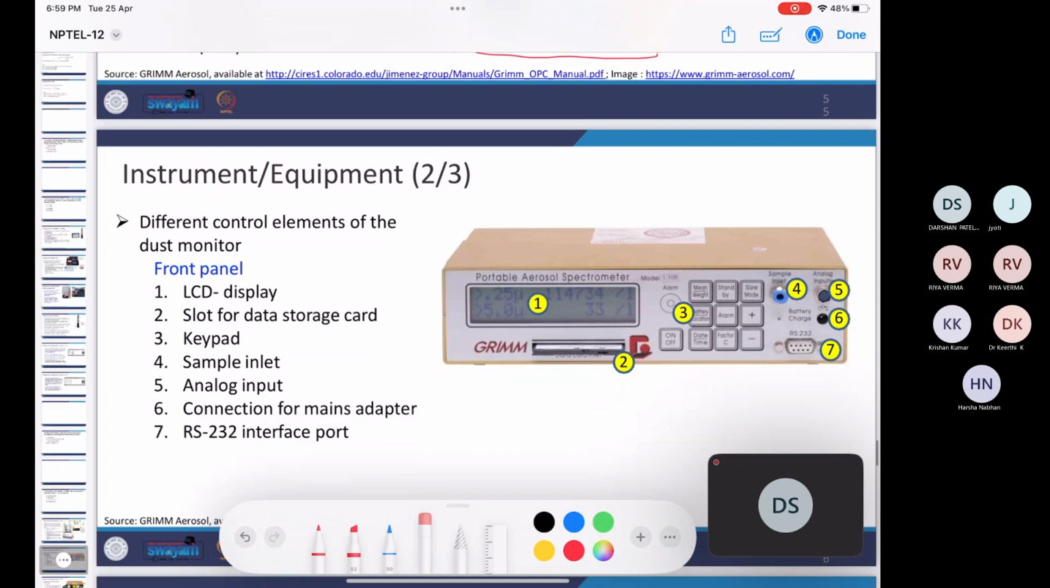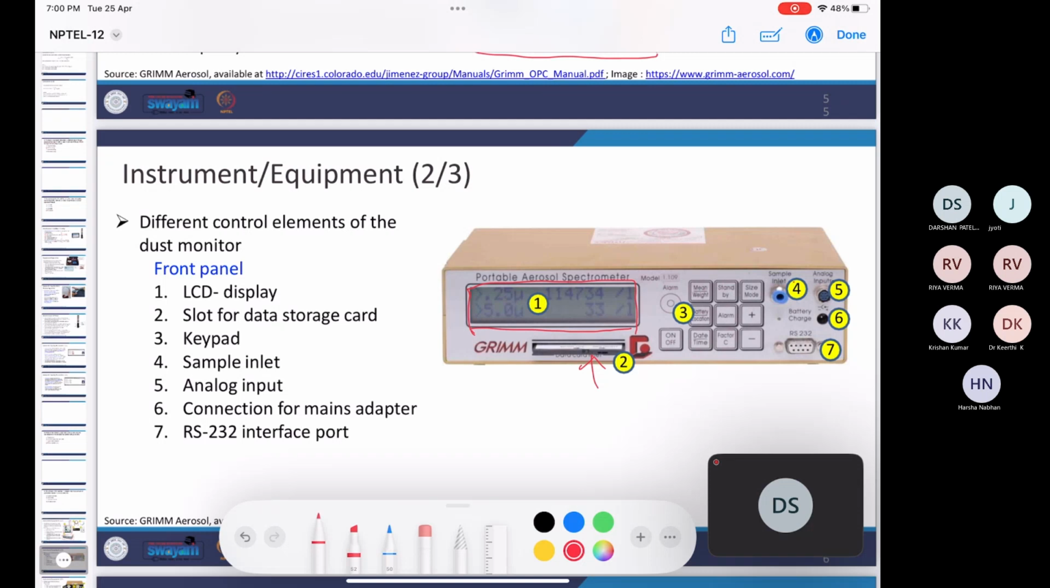So, what are the different control elements of this dust monitor? First is your LCD display. Here the values we can set, like what size of particles we need to visualize, and then the readings are given here. We have a slot. This slot is for the data storage card. Then this is your keypad. From here we can control this spectrometer.